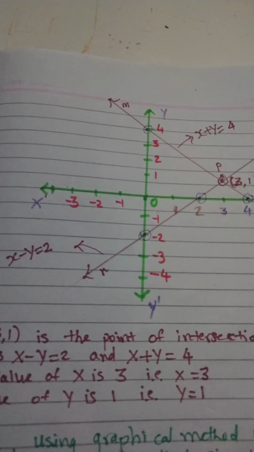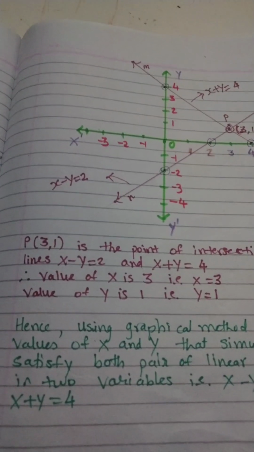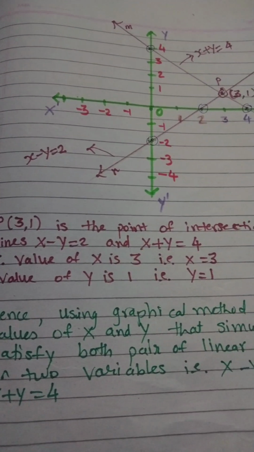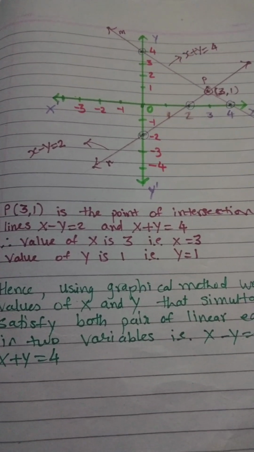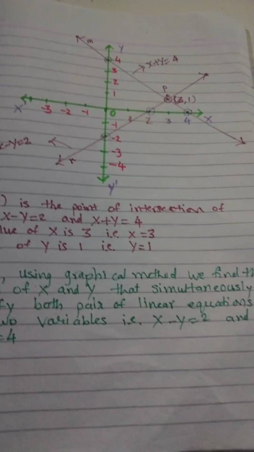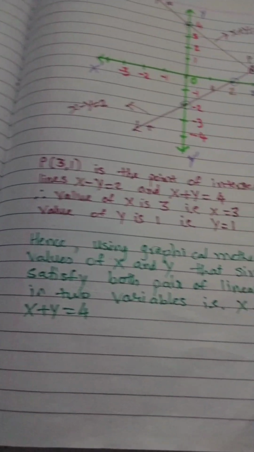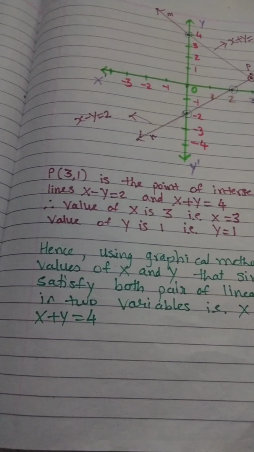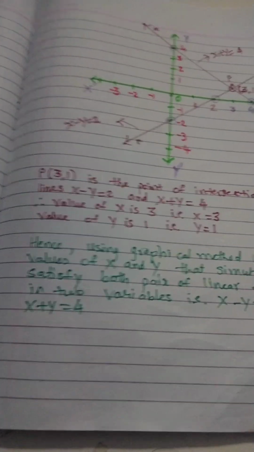After plotting the points, we get these two lines which are intersecting at point P, that is (3, 1). So P(3, 1) is the point of intersection of the lines x minus y is equal to 2 and x plus y is equal to 4. Therefore, the value of x is 3, that is x equal to 3, and the value of y is equal to 1, that is y is equal to 1. Hence, using the graphical method, we find the values of x and y that simultaneously satisfy both of the linear equations in two variables, that is x minus y is equal to 2 and x plus y is equal to 4.